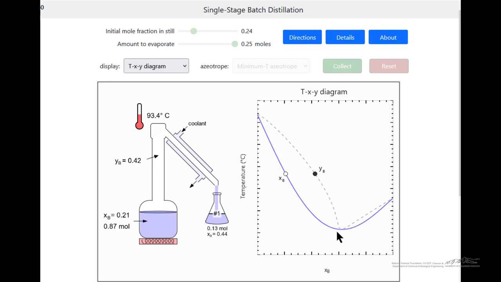So hopefully this single stage batch distillation gives you a little better understanding of this idea of batch distillation, because often we're going to have a number of stages here to get a better separation than we have from just a single stage.